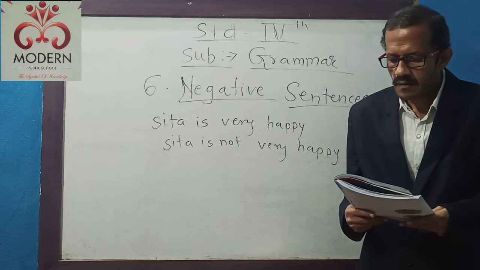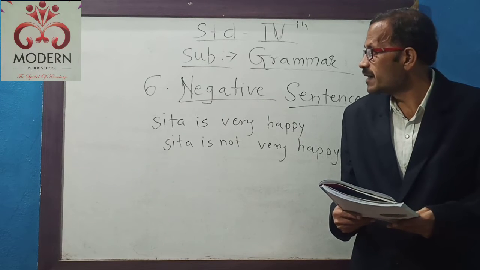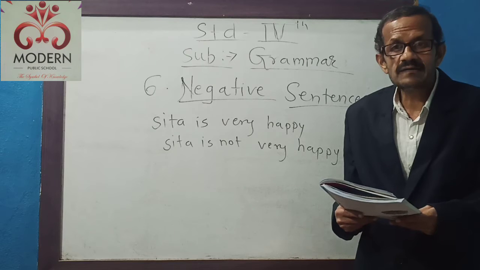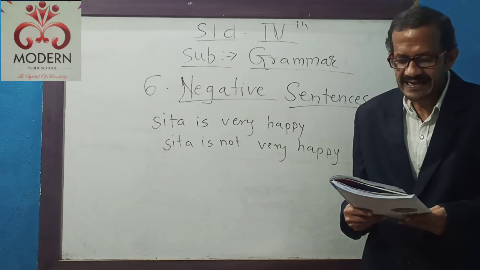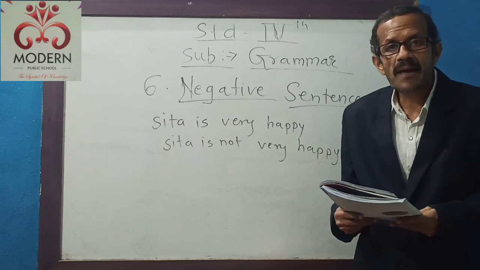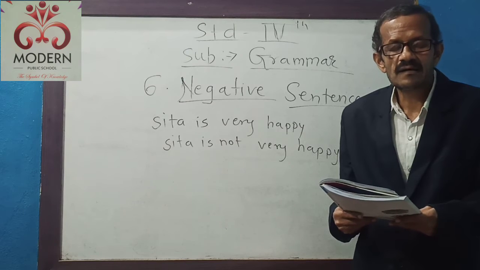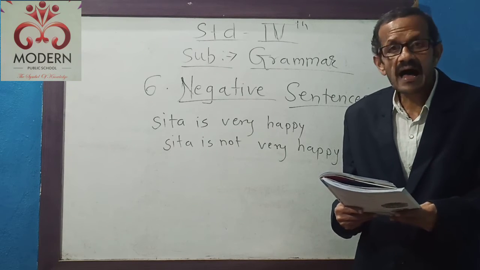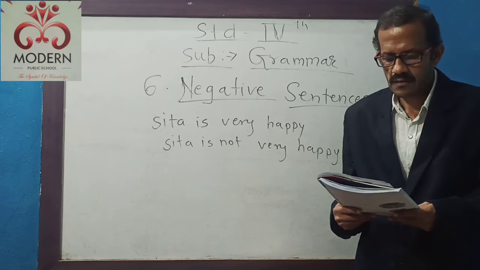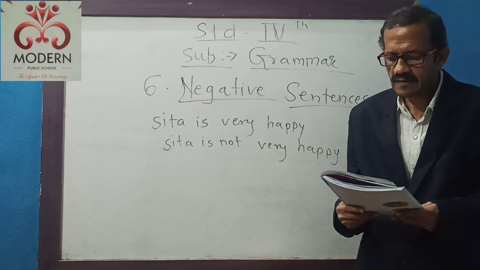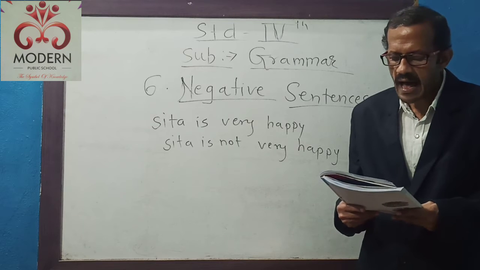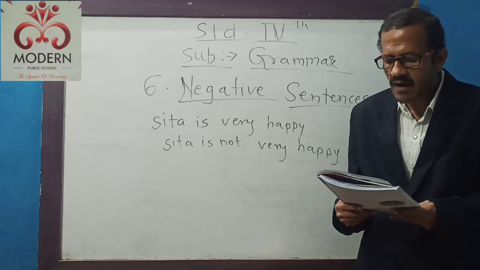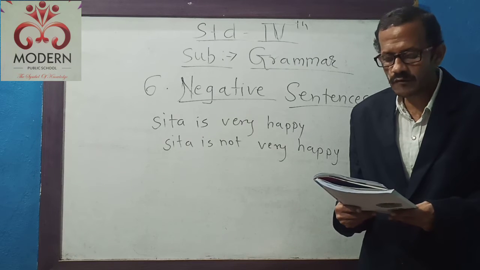Students, to understand what is meant by negative sentence, we have to see some examples. Read the following sentences. The first sentence is Sita is very happy. This is the general sentence. The other sentence is Rita is ill. The third sentence is the one given in the textbook: I have some food for the journey. These sentences are positive sentences.